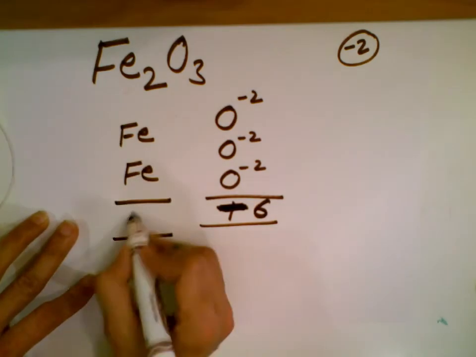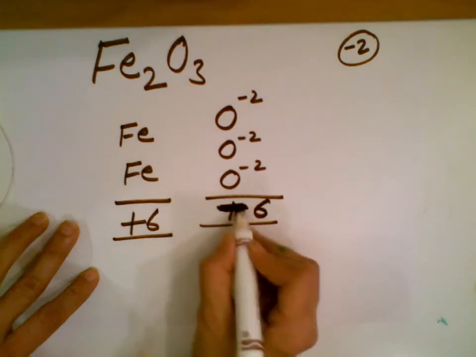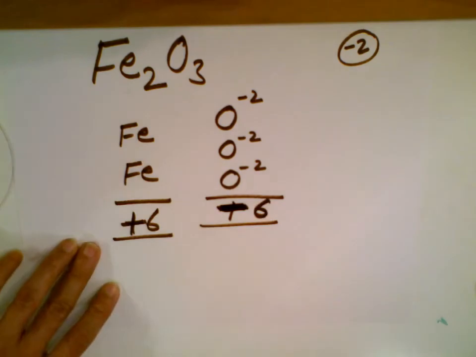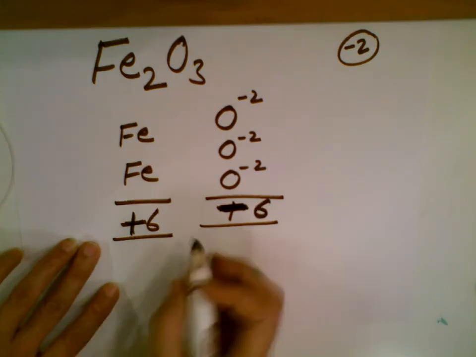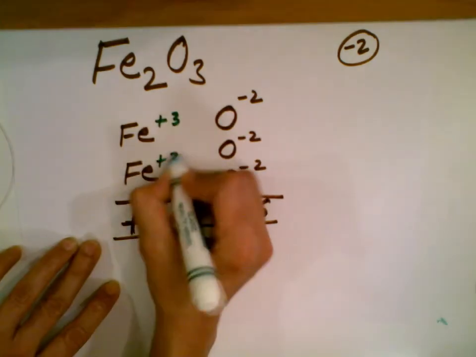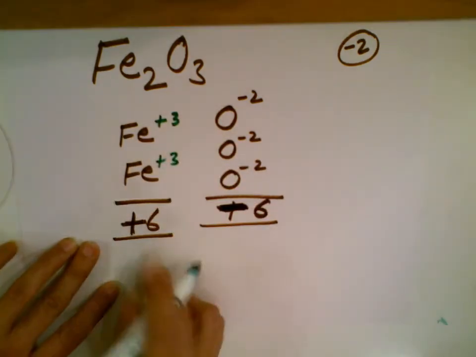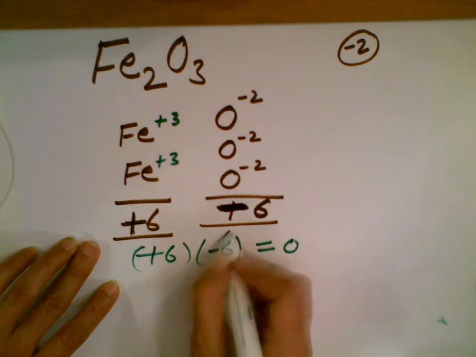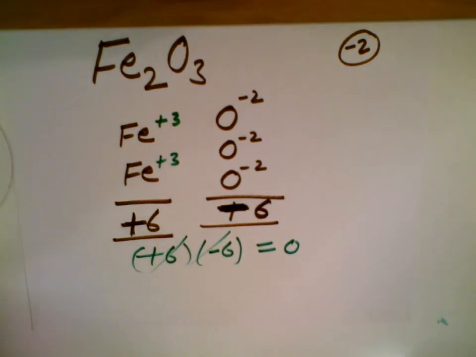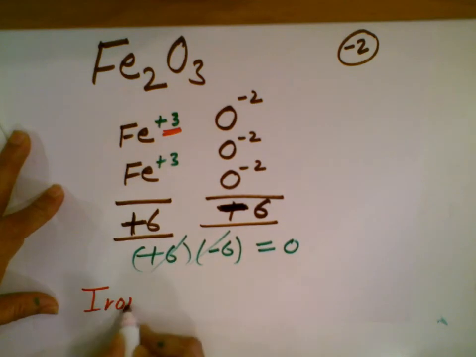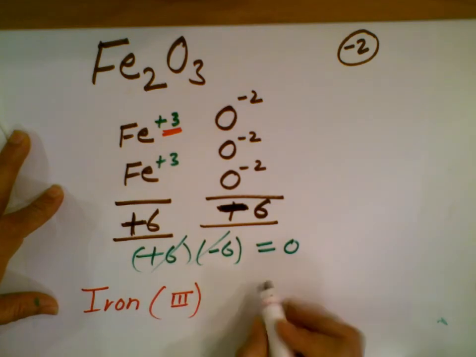How am I going to get positive 6 here? Because remember, we want to cancel out and balance these charges, protons and electrons, equal and opposite. In order to have that, I should have plus 3 here and plus 3 here. That will make it plus 6. So plus 6 minus 6, and you get 0. So it is iron, here is the charge, iron 3 oxide.